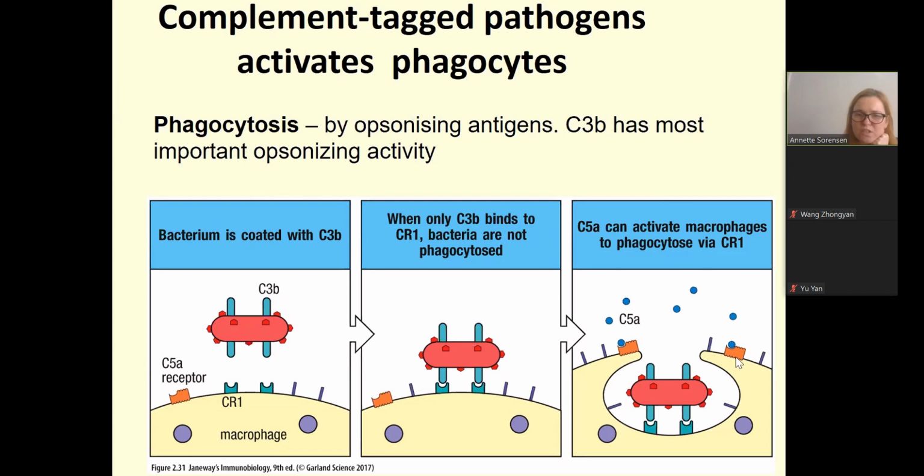For phagocytosis to be activated, we need complement 5A. And complement 5A can bind to its receptor on the macrophage, as you can see here, and that will activate the macrophage to phagocytose the bacteria. So basically, the take-home message of this is that these complement proteins can tag bacteria so that they become recognized by macrophages. And then they facilitate that phagocytotic process.